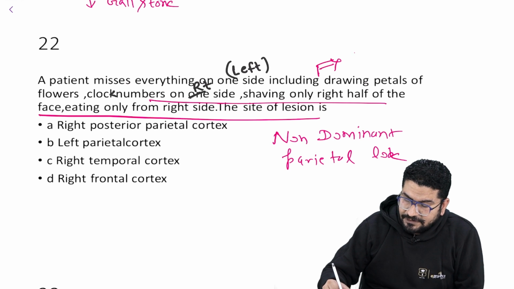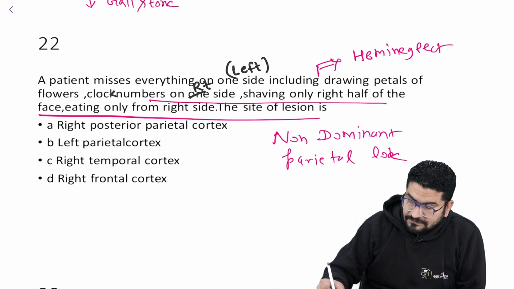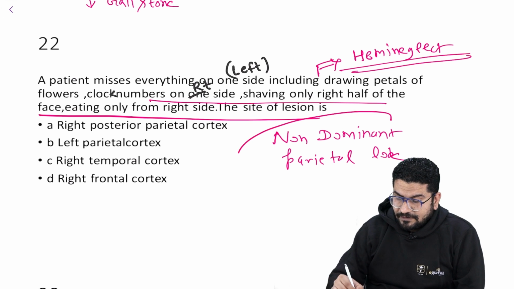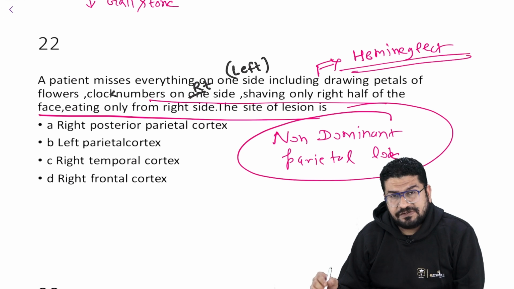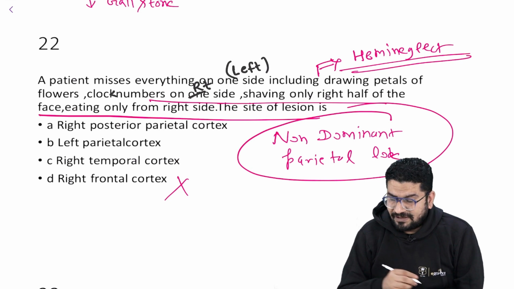What they are asking you is hemi-neglect, and hemi-neglect is the feature of the non-dominant parietal lobe. If you see frontal lobe involvement, the patient will have an aggressive personality, there will be personality change, and there will be magnetic gait. If you see temporal lobe involvement, there will be issues in memory, which is not the answer.